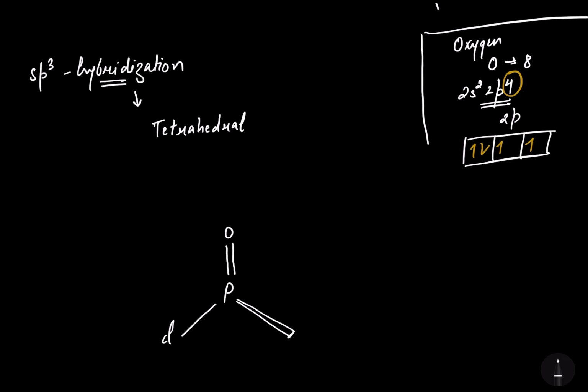This is called a wedge bond, which is coming out of the screen, and here we have placed a chlorine. And we got the dash bond. This dash bond is going inside the screen, and here I have again put down a chlorine. So that's the geometry of POCl3.